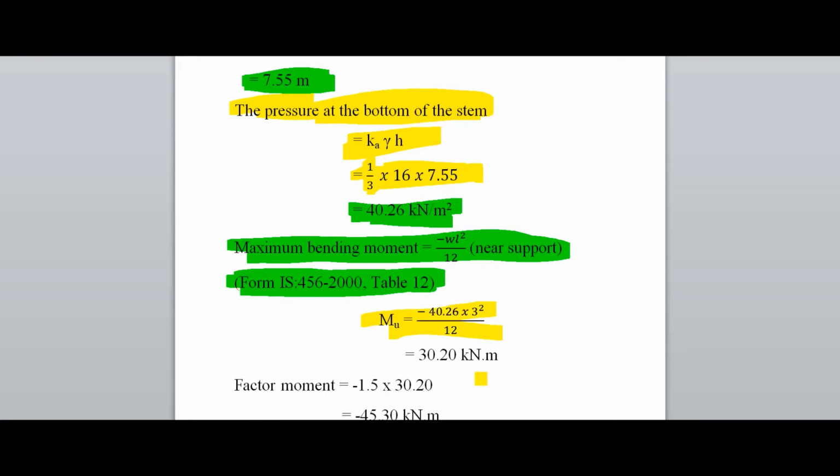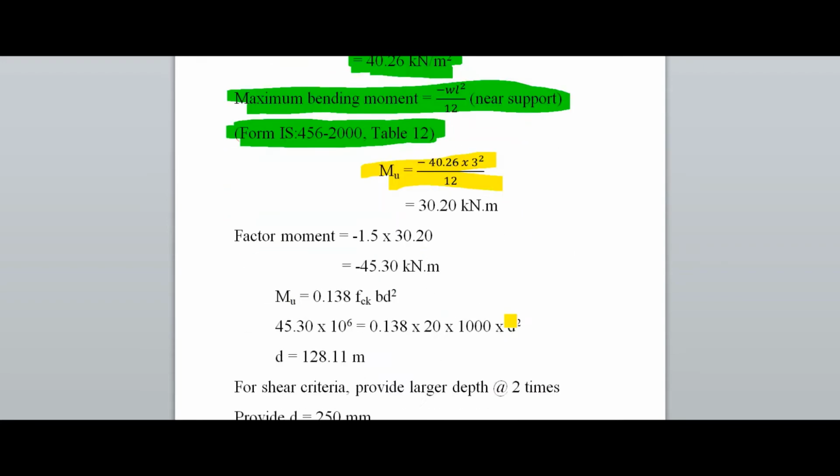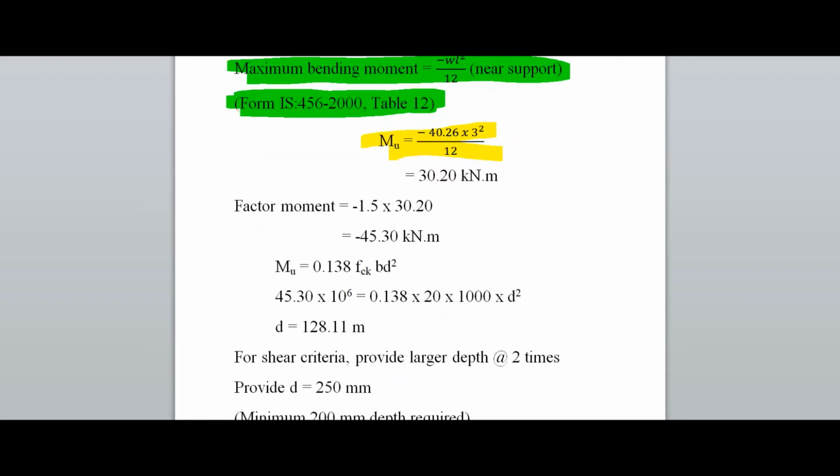So Mu equals minus 40.26 into 3 whole square divided by 12. So Mu is 30.20 kilonewton meter. But we require a factored moment. Factored moment is minus 1.5 into 30.2, which is minus 45.30 kilonewton meter. So we are going to design by this factored moment.